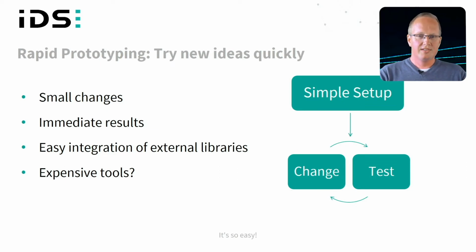Rapid prototyping is a way to quickly try new ideas, or to make small changes and immediately see the results, or try a completely different approach or different library without redesigning your whole application. There are many different tools for rapid prototyping, but lots of them are quite expensive, like, for example, MATLAB. So instead, today, we are looking at Python as a rapid prototyping tool.